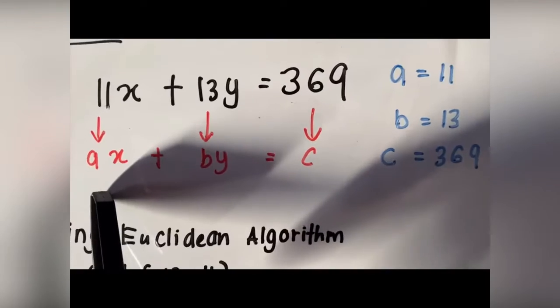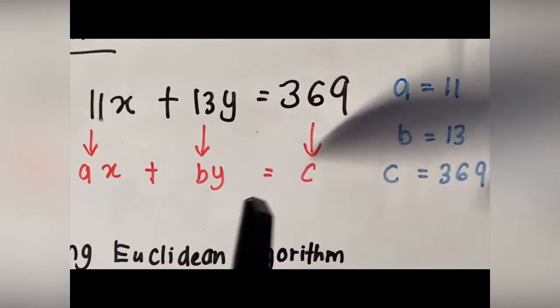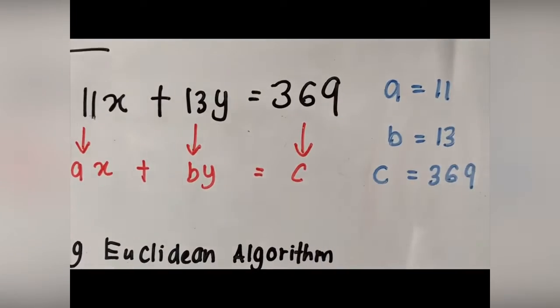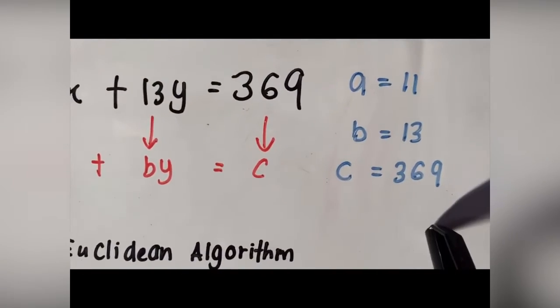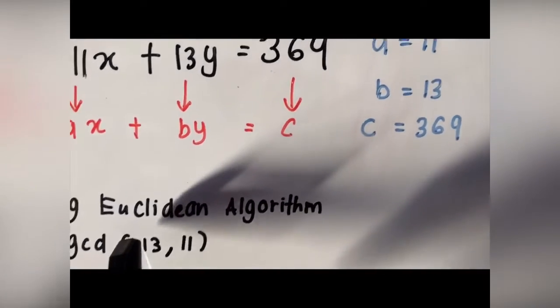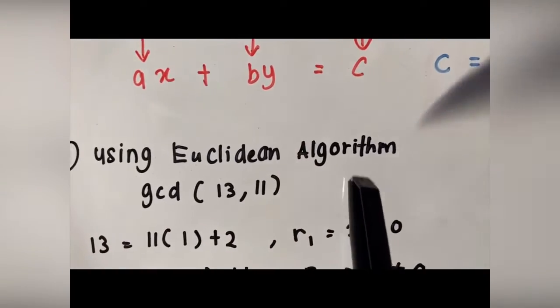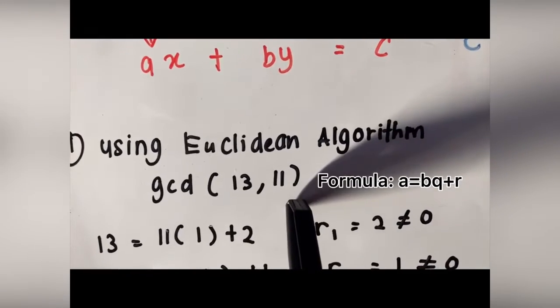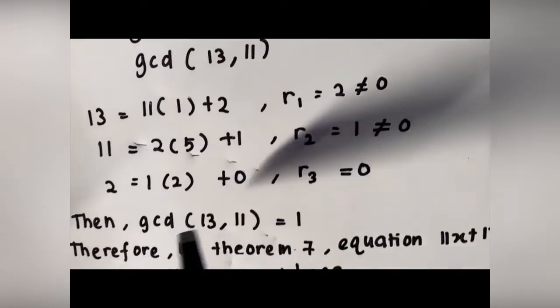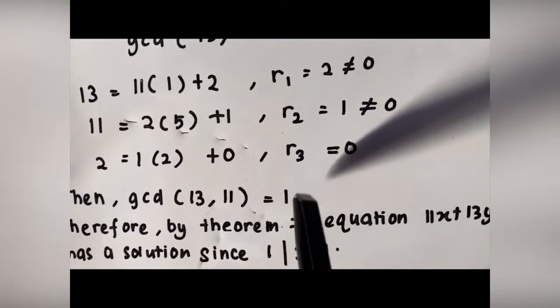From Theorem 7, we know ax plus by equals c has a solution. So we can define from the equation the values of a, b and c. First step, using the Euclidean algorithm, we can define the GCD of 13 and 11. So after that, we can get the GCD.